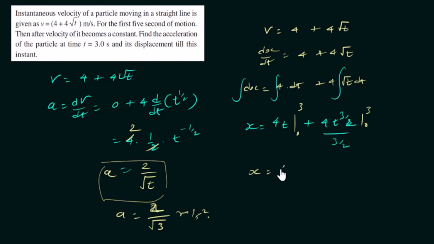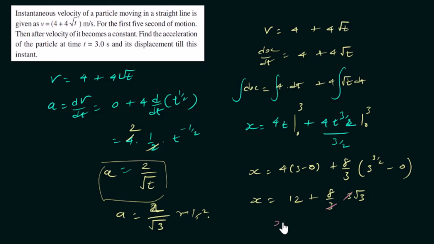So x will be 4 times 3 minus 0, plus, with the 2 going upward, 8 by 3 times 3 power 3 by 2 minus 0. So x will be 4 times 3 is 12, plus 8 by 3 times 3 power 3 by 2. Now 3 power 3 by 2 can be written as 3 root 3. Basically the 3 will be cancelled with the 3. So x will be 12 plus 8 root 3.